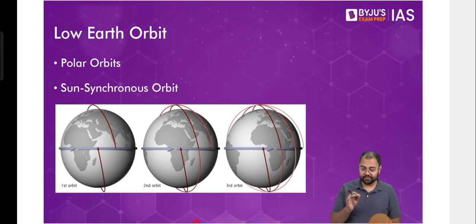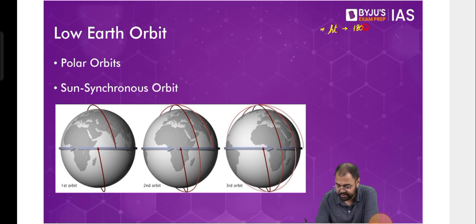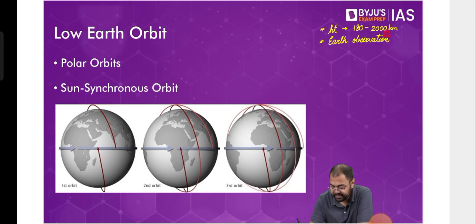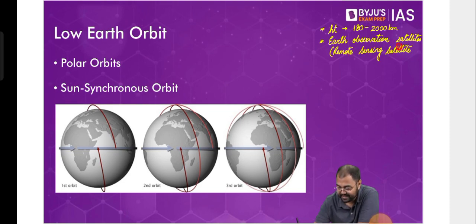So first we have the low Earth orbit. Now, what are the points that we know about the low Earth orbit? First and foremost, we know that the height is between 180 kilometers and up to 2000 kilometers. What kind of satellites are used here? We launch Earth observation satellites, so anything that will observe the Earth. Earth observation satellites are also called remote sensing satellites. Why remote sensing? Because they are remotely sensing or remotely observing the Earth. Height is 180 to 2000 kilometers. These are Earth observation satellites.